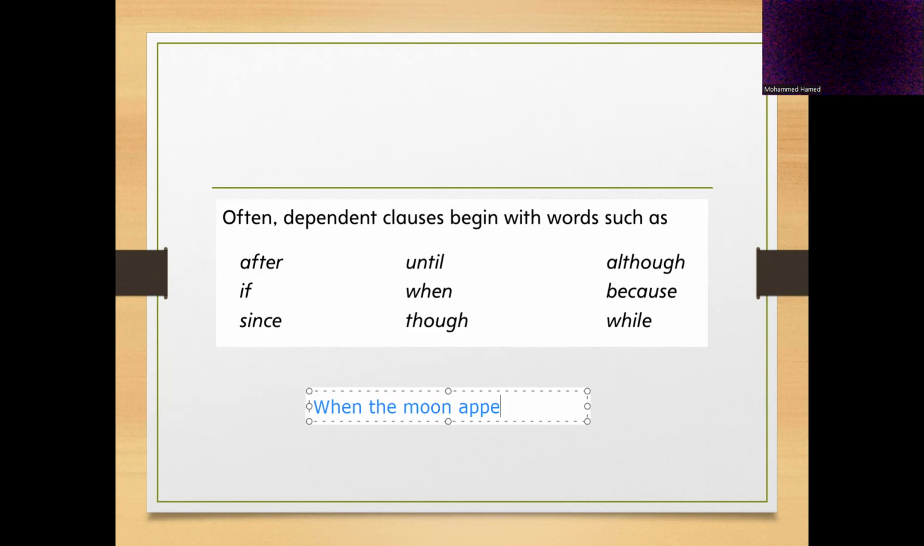okay? So this is, yes, dependent. Why? Because what happens when the moon appears? We can say it lights the world, for example, okay? So it means that there is something which is missing, okay? So this part is dependent. Excellent.